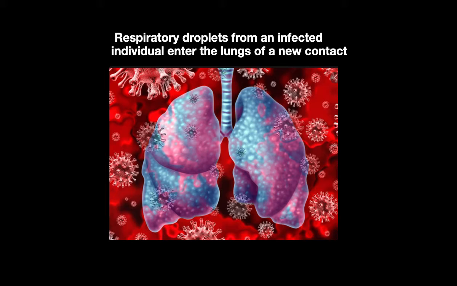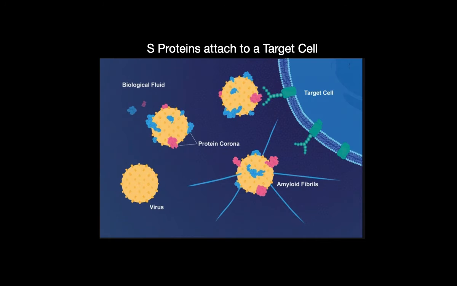The infected individual is usually infected by respiratory droplets from one already with the disease. Once the respiratory droplets enter the lungs or other tissues, the S proteins on the virus attach themselves to target cells.